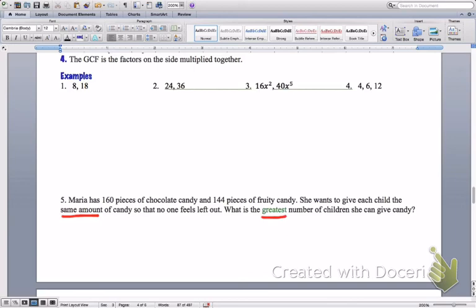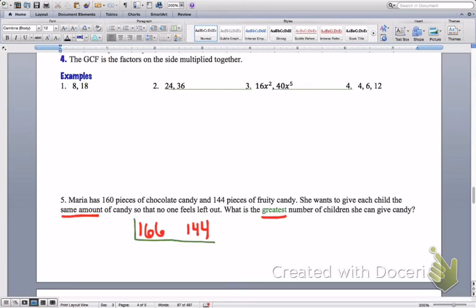So here are my key words here. Same amount, which is a common amount, and the greatest, which is the biggest one. So she can give them all 1, she can give them all 2, she can probably give them all 10. So we want to make sure that this goes into our greatest common factor because we want the highest amount for each child. So we're going to go ahead and do 160 and 144. So I'm going to do the ladder method on this one.